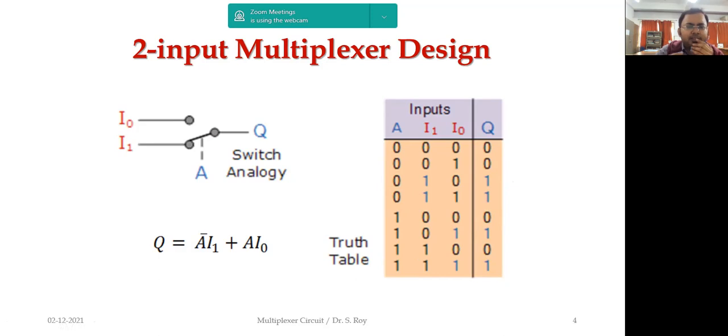So it's very simple, like a switch. If I press it as 0, it will connect with I1. If I press it with 1, it will connect with I0. If I write down the equation for that output, it is a very simple equation, that is A bar I1 plus A I0. Why is it A bar I1? Because whenever A is equal to 0, I1 is connected. Whenever A is equal to 1, I0 is connected. So that's why it's A bar I1 plus A I0.